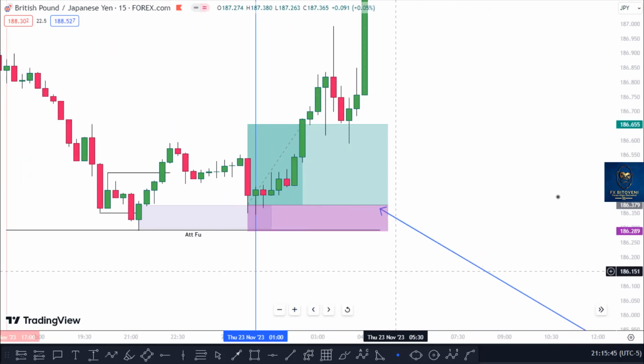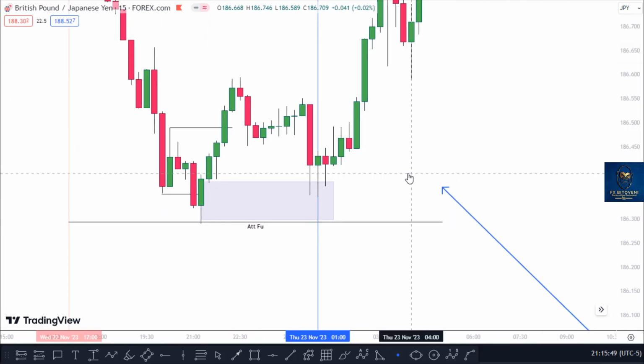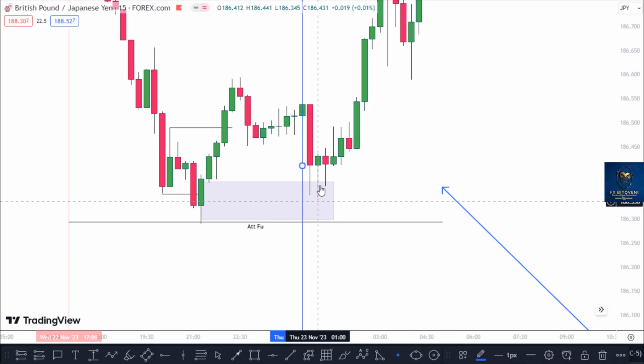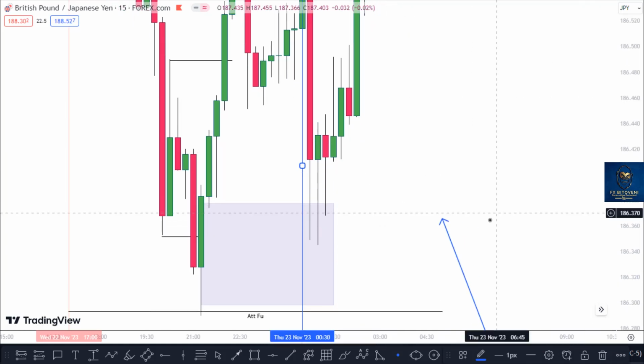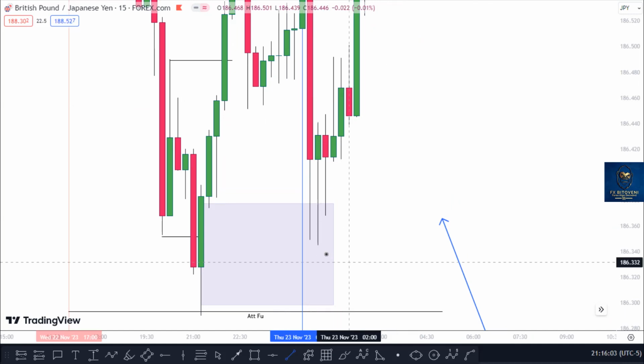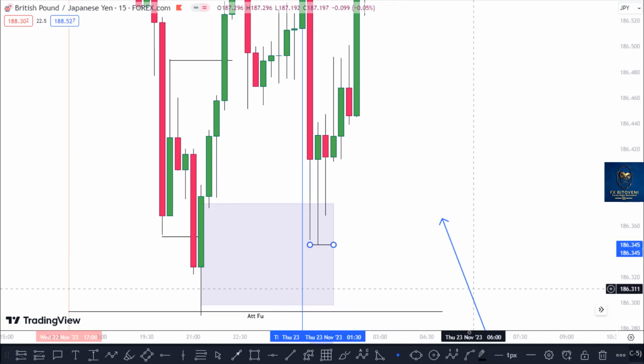So here we can clearly see a manipulation forming. Let's say for example, I already know I can buy, but I need a small stop loss. So if you look here, this is the open of the candle. It started with a clear manipulation until the FU is formed here.